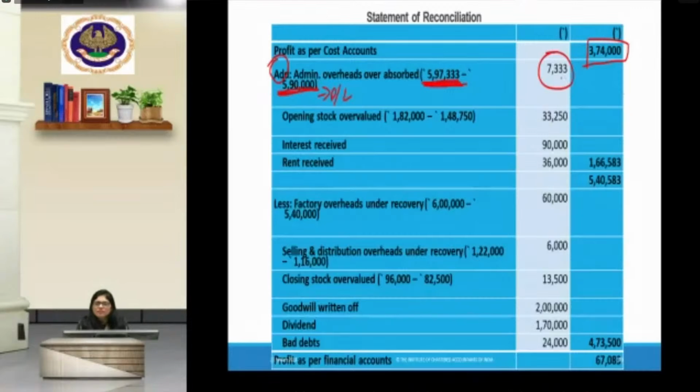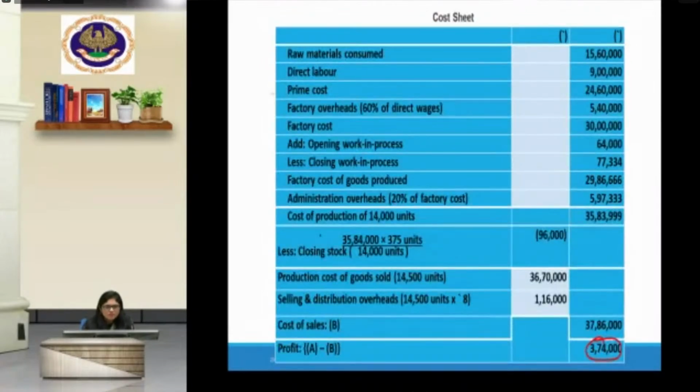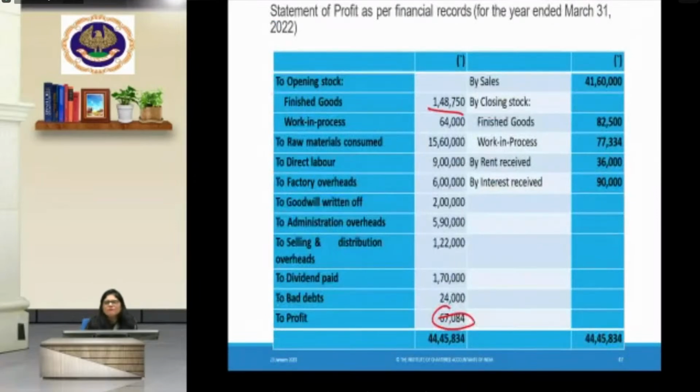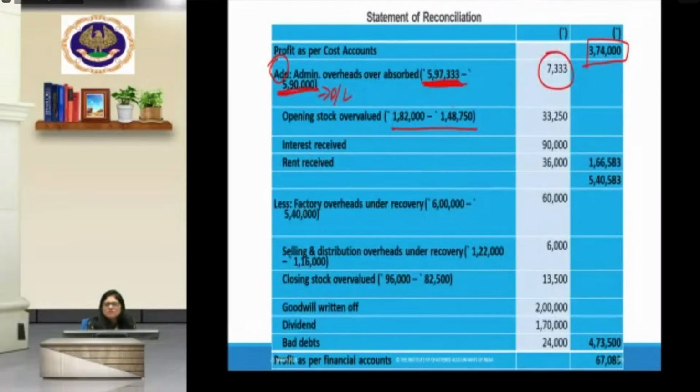So 7,333 we have overcharged. So just add it back. That means we have excessively charged to the cost. Add it back. Opening stock is overvalued. So in opening stock of finished goods, how much was the opening stock of finished goods? Here, opening stock was 148,750, but in cost accounting, we have charged 182,000. So opening stock also. If we have overcharged the debit side, add it back. I'm repeating, whatever comes on the debit side, the costing, the expense, if it is overcharged in cost accounting, add it back. Clear? And whatever on the debit side, the costing or the expense part, we have undercharged, deduct it. That's the whole concept of it.